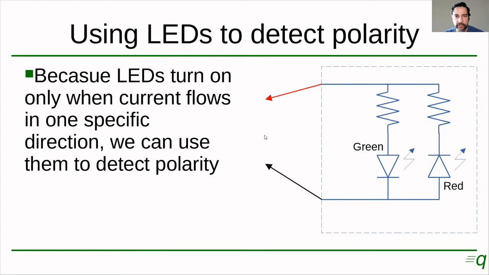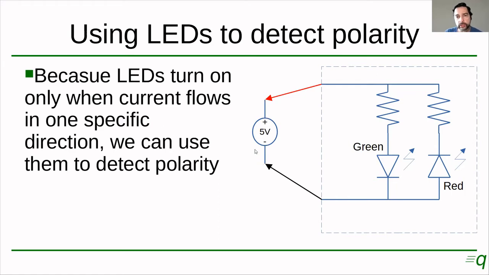So the fact that LEDs turn on only when current flows in one specific direction means that we could build a little device to detect polarity. In this case, if we build this device with a green and a red LED, and we put a resistor here on the green LED and another resistor on the red LED, and we connect the red wire here and a black wire here, we can use this thing to detect polarity.